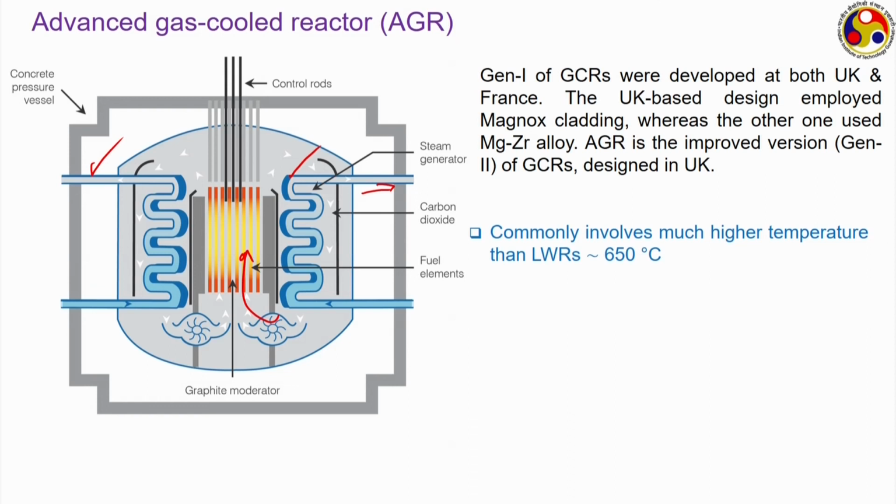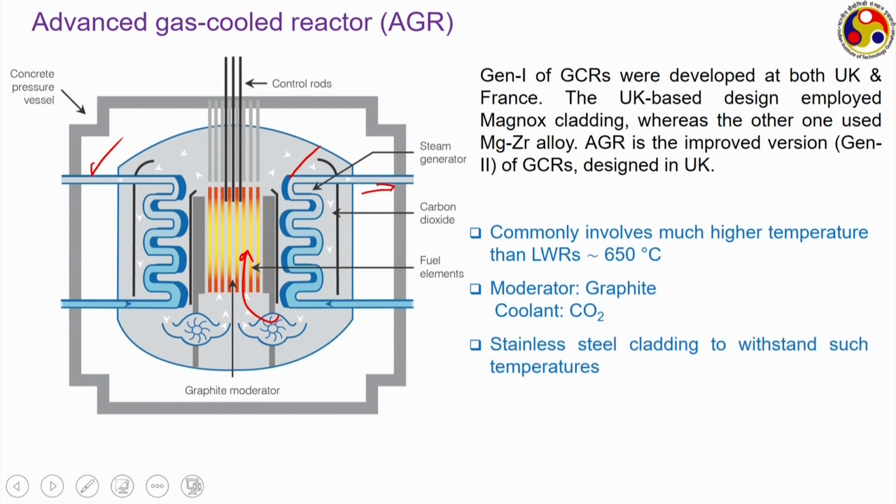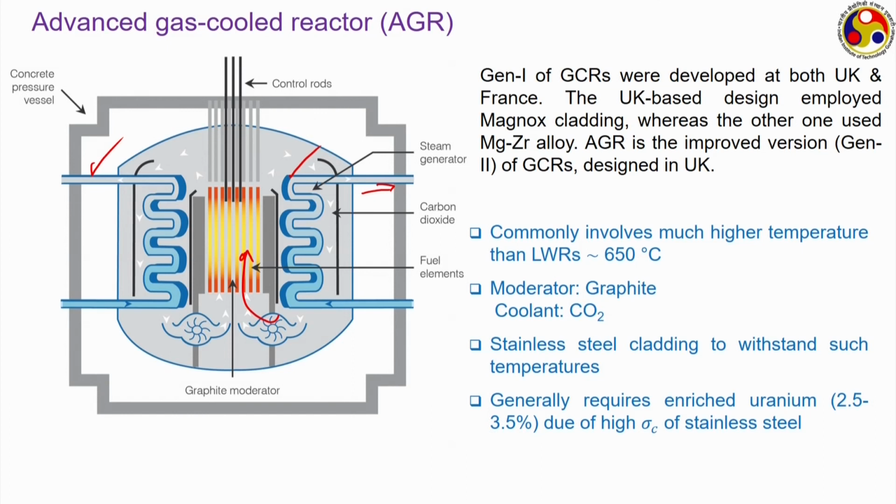As they remain in a gaseous state, there is no restriction related to the saturation temperature, and hence we can go up to very high temperature levels. Then here, as already mentioned, the graphite is the moderator and CO2 is the coolant. Stainless steel cladding is used to withstand such high temperature levels, but one issue with the stainless steel is that it has a relatively high capture cross section. So, as stainless steel absorbs a part of the neutrons available there, generally enriched uranium needs to be used in such AGR group of reactors. Uranium needs to be enriched to 2.5 to 3.5%.